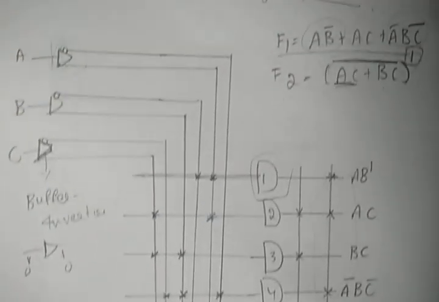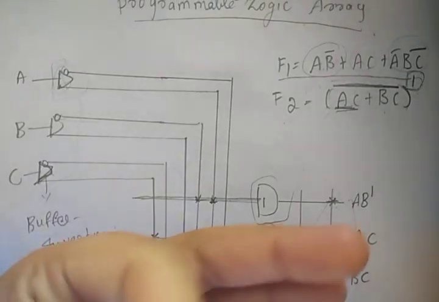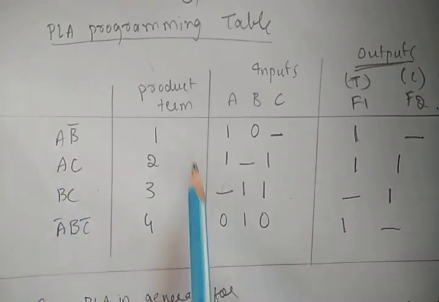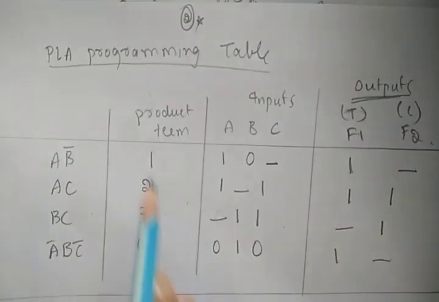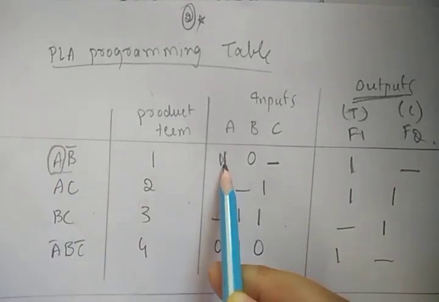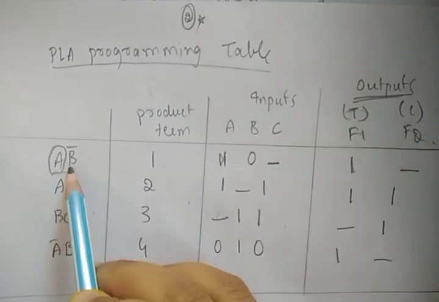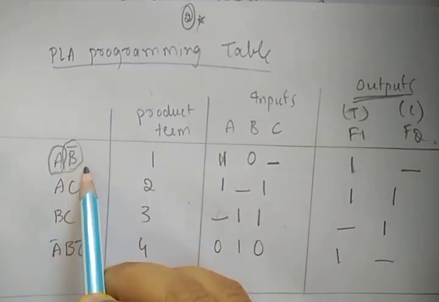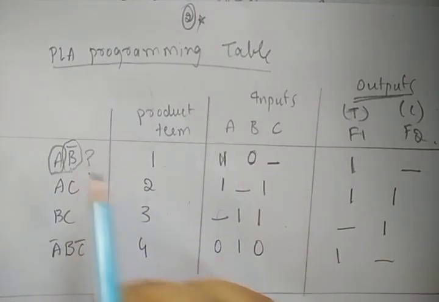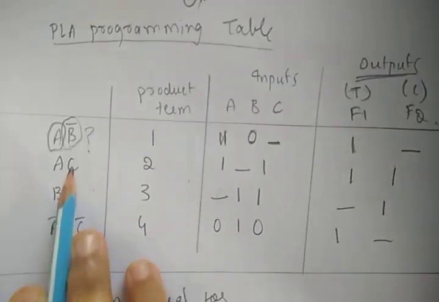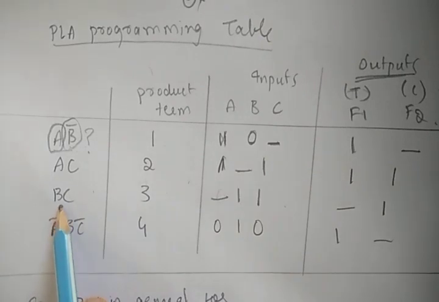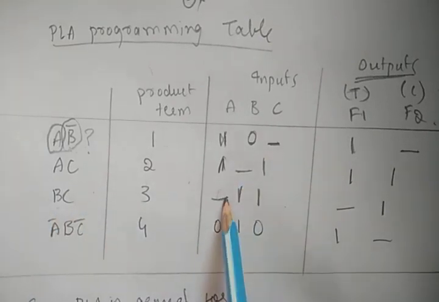When we consider all these things, we will get this table. So these are the product terms, as you get 4 product terms. Product term 1, 2, 3 and 4. Now see here in this AB bar, what we have: A means put it as 1. Next we have B. Whether we have B or B bar? B bar. B bar means 0. Next C. Do we have any C here? No. So put it as dash. Similarly go for AC. Put A as 1 and C as 1, B as dash. Next BC. Put these two as 1, the rest as dash.